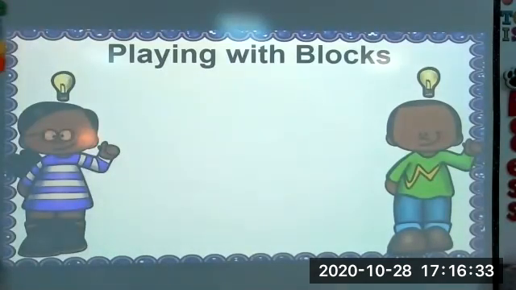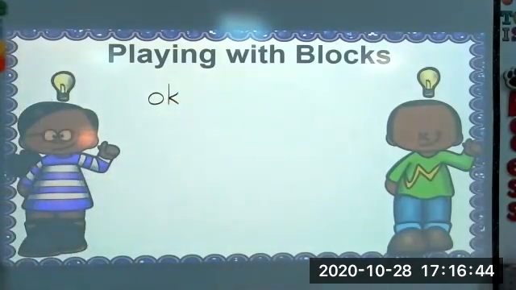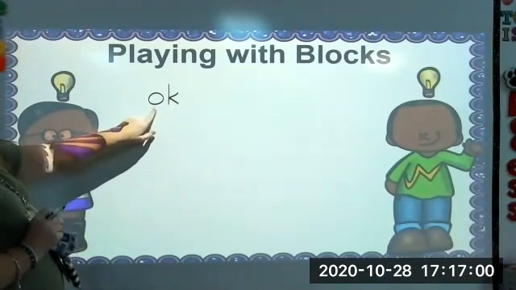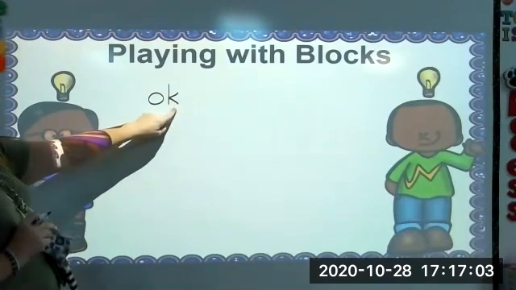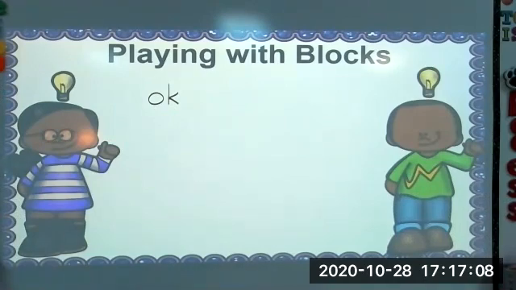Okay, so the next sound is similar, but this time it's going to say awk. Awk, not oak this time. Awk, say that with me. Awk. So how many sounds do you hear in awk? I hear two sounds. I hear the aw and the k sound. So what is the vowel in the sound awk? It is the O. Good.